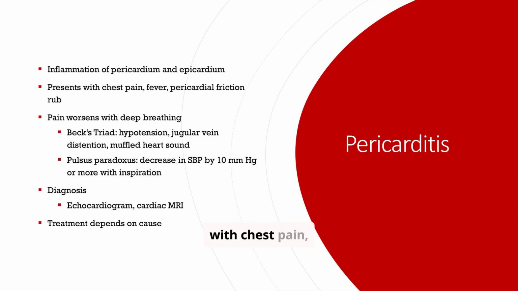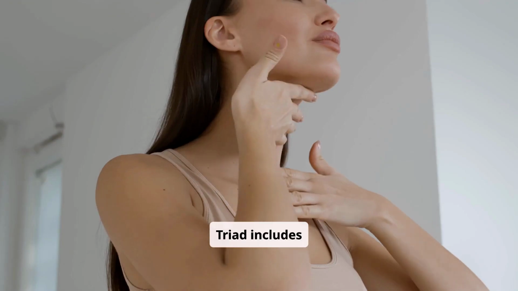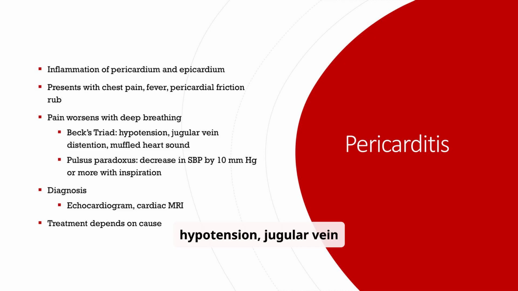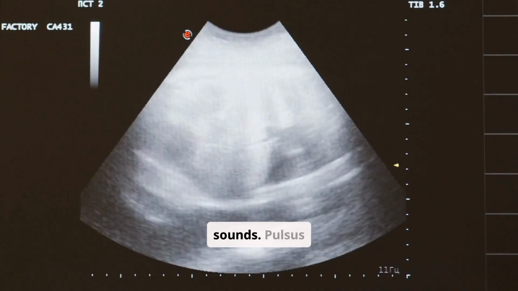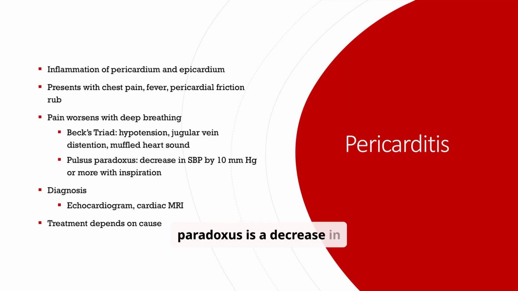Pericarditis presents with chest pain, fever, and a pericardial friction rub. The pain worsens with deep breathing. Beck's triad includes hypotension, jugular vein distension, and muffled heart sounds. Pulsus paradoxus is a decrease in SBP by 10 mmHg or more with inspiration. Diagnosis can be made with an echocardiogram or cardiac MRI.